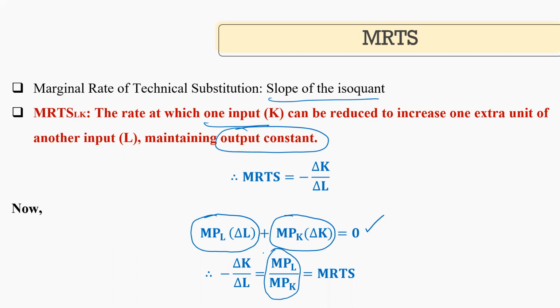And this marginal rate of technical substitution is declining. MRTS is declining because fewer and fewer units of capital is given up for an extra unit of labor. And that is why isoquant is convex to the origin.